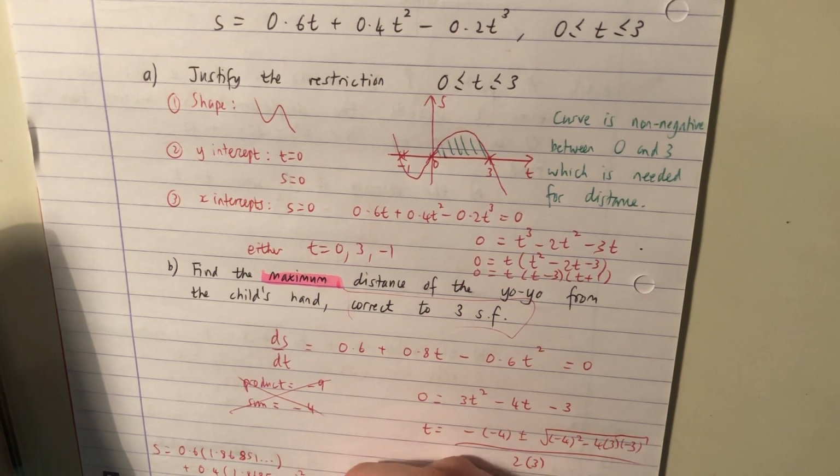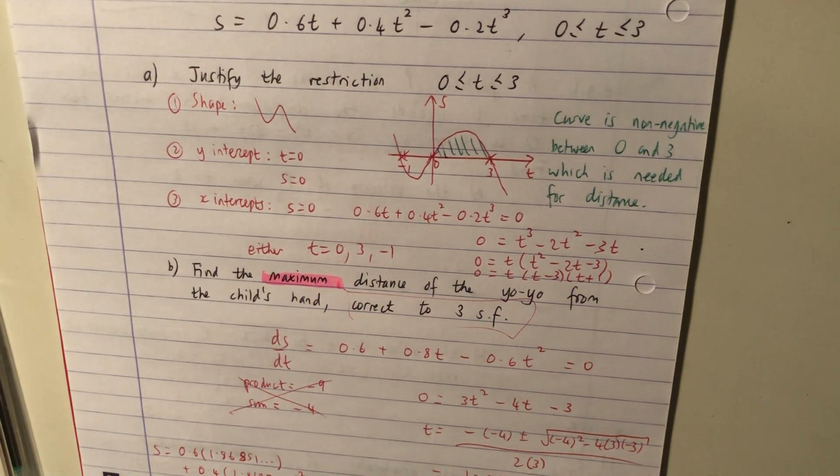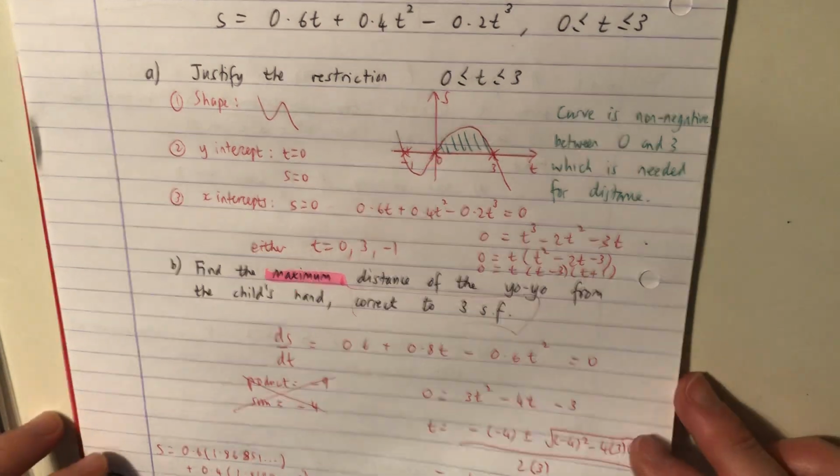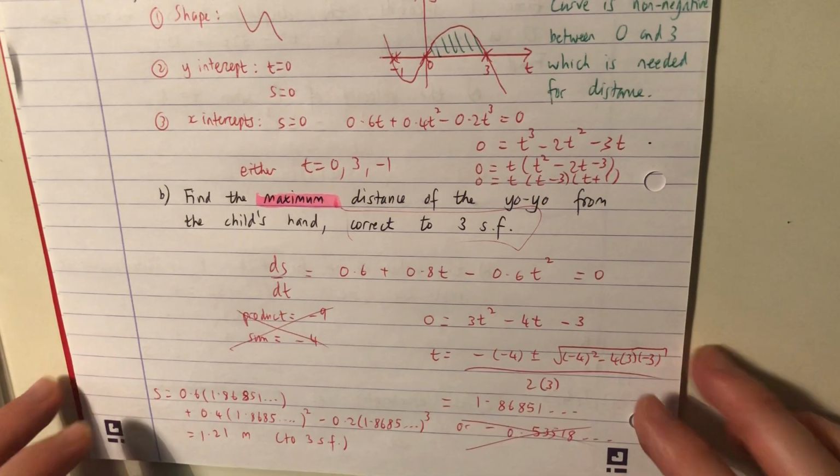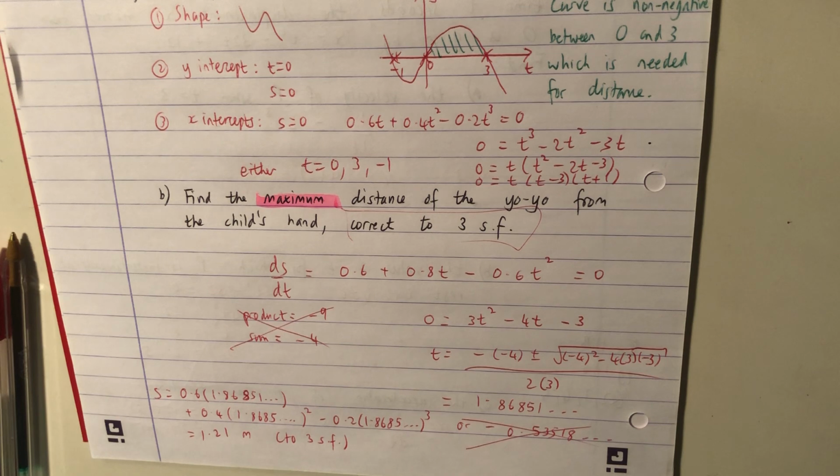It'd be a very long string on the yo-yo if it was more than 1.21 meters, and then that would be it. So not sure if you actually saw that last bit, but yeah, that would be it. So 1.21 meters for that, and that's it. That's the end. That's the only example I'm going to do.